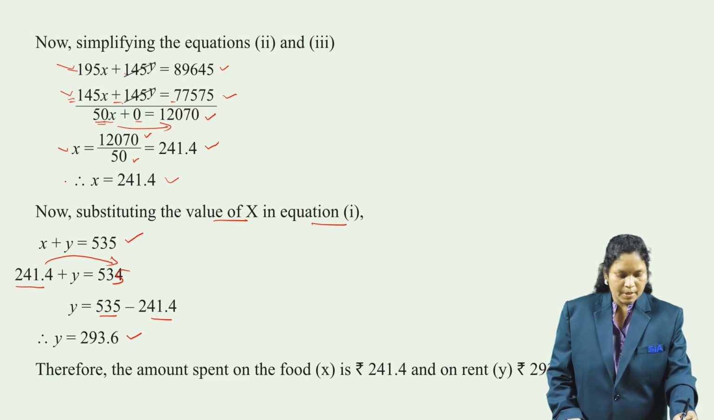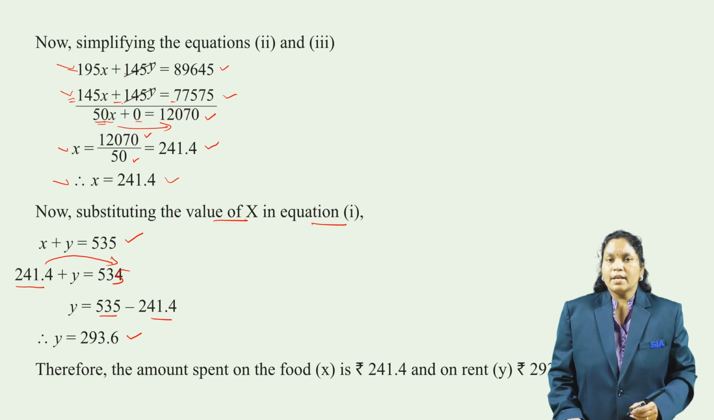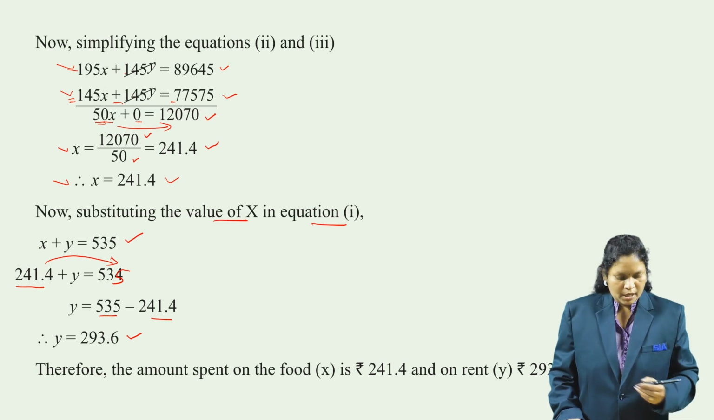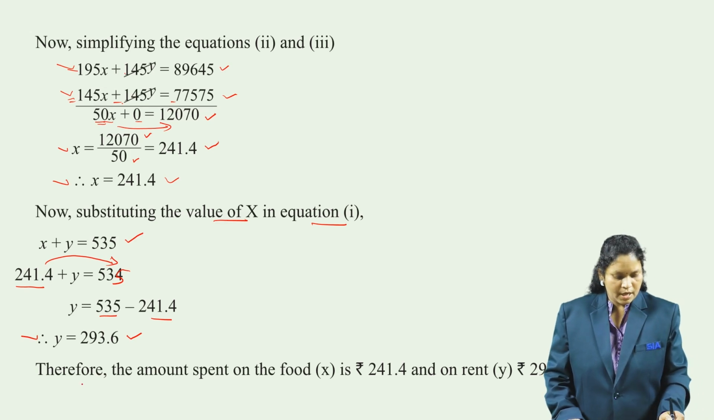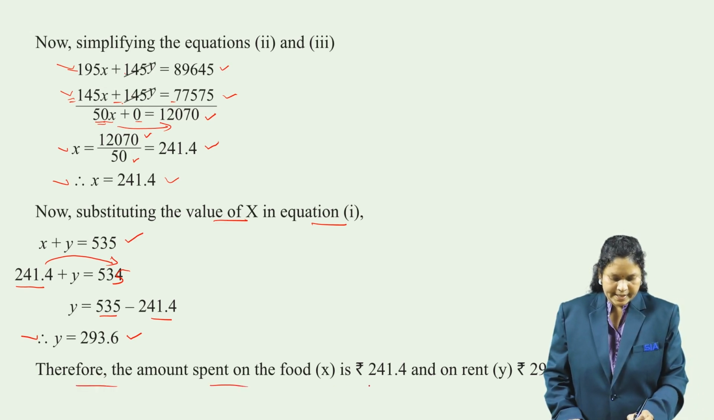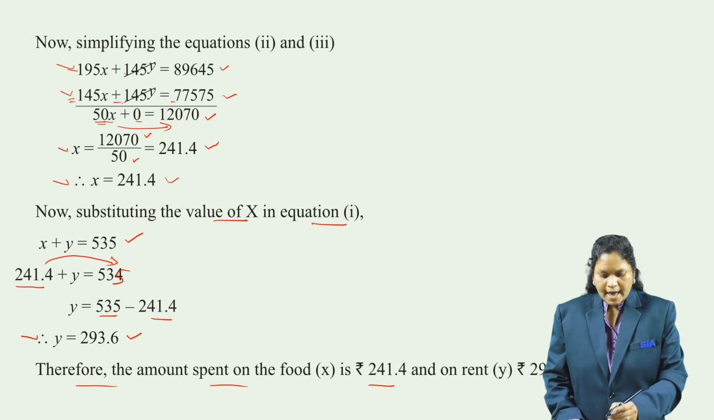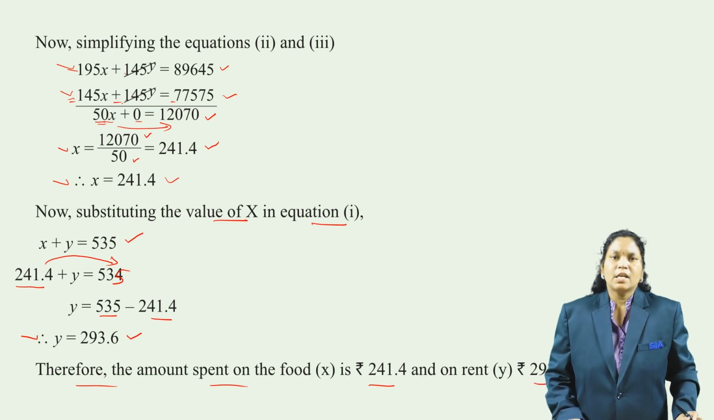So, the x value I have obtained. One of the missing values, under food, it's missing, right? So, I have obtained that. And for y also I have obtained, for rent. Both values we have obtained. So, therefore, the amount spent on food x is 241.4 and for rent, y is 293.6 rupees. So, this is how we will obtain the missing values.